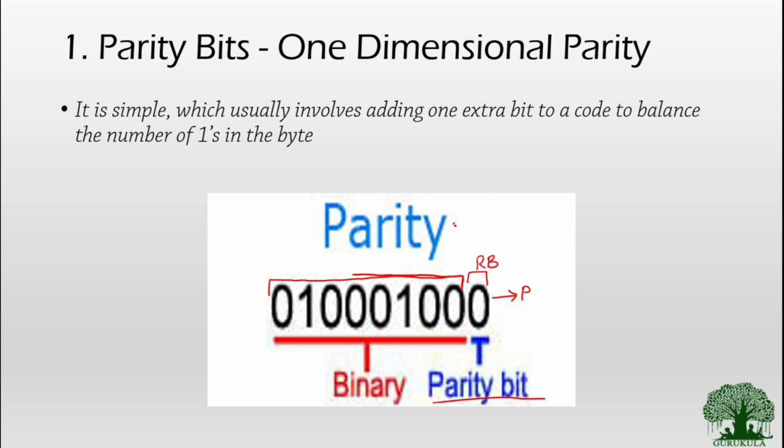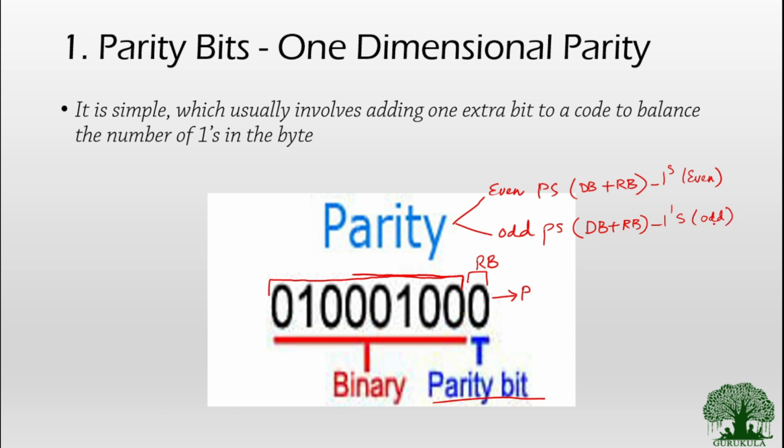Parity can be of two types: an even parity system and an odd parity system. In an even parity system, putting together your data bits and your redundancy bit, the total number of ones must be even in number. That is what the even parity system says. In an odd parity system, putting together your data bits and the redundancy bit, the total number of ones in the code word must be odd in number. As you can see in this example, we already have two ones and the parity bit is 0, so this is an even parity system.